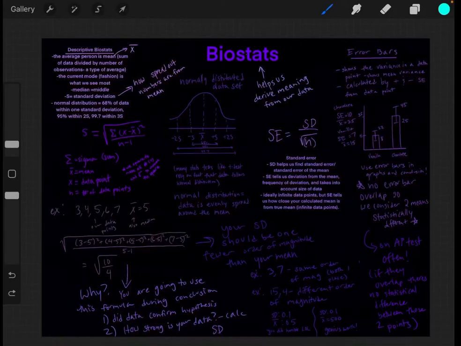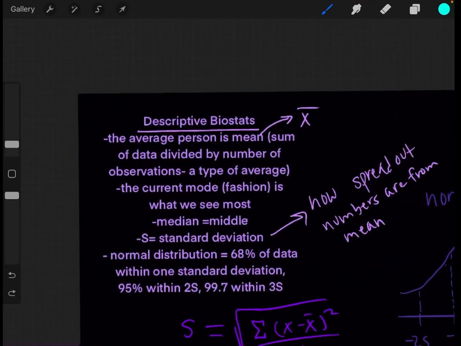Hello AP Bio students, so today we're going to talk about biostatistics, and I know this all seems a bit overwhelming and like a lot of math, but it's actually not too bad because I'll break it down. And compared to AP Chemistry or AP Physics, I think the math in AP Bio is a lot easier. So we can start with the basics with some descriptive biostats.